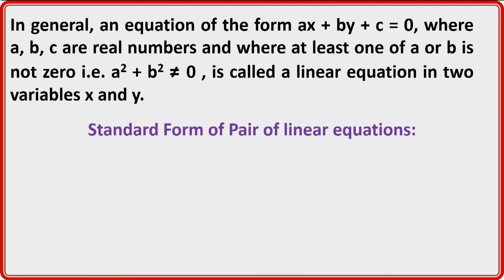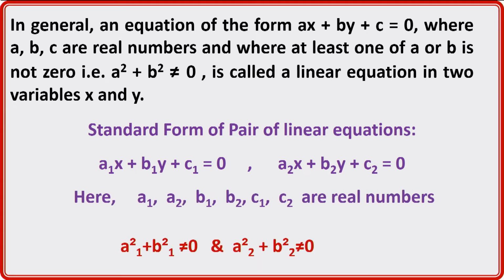This is the standard form of a pair of linear equations. What is the standard form of a pair of linear equations? a1x plus b1y plus c1 is equal to 0 and a2x plus b2y plus c2 is equal to 0. Here a1, a2, b1, b2, c1, c2 are all real numbers, but the condition is a1 square plus b1 square must not equal 0 and a2 square plus b2 square must not equal 0.